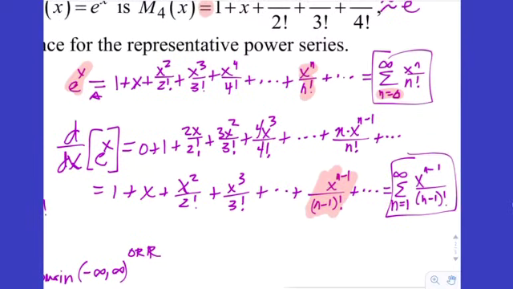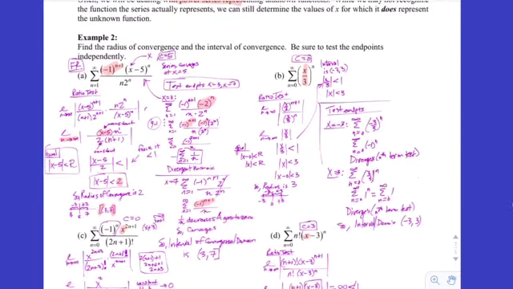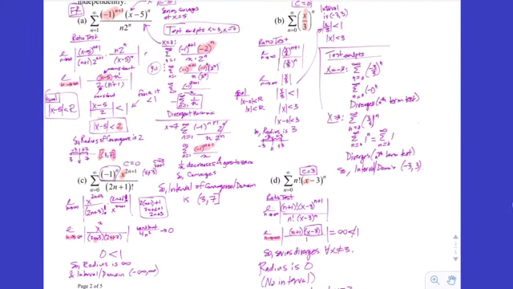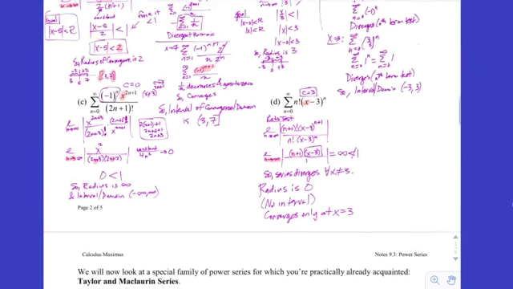So as we move forward, that's what we're going to be doing. We're going to be taking derivatives and integrals of these polynomials that represent these functions, and they're going to behave the exact same way, okay? But for now, we're still in the process of trying to determine the domain of these power series, for what values of x they perfectly imitate the functions that they're representing.